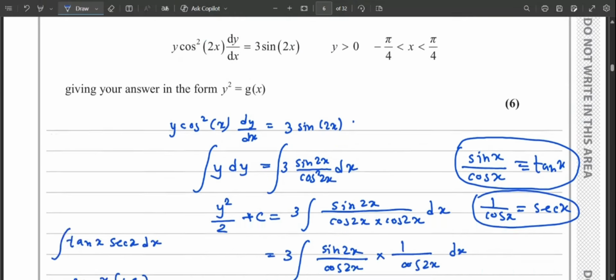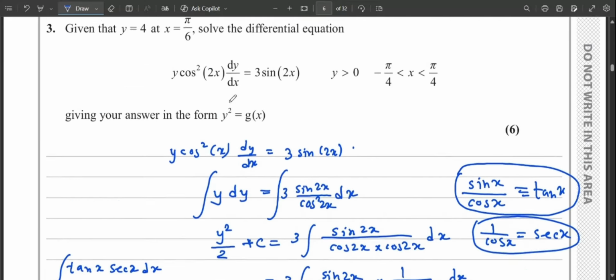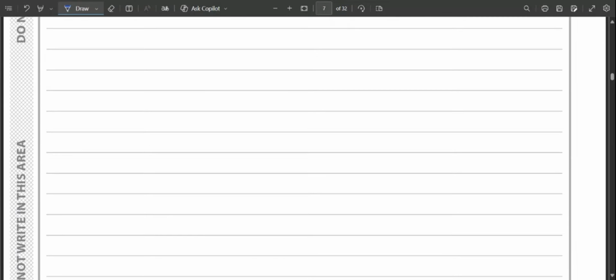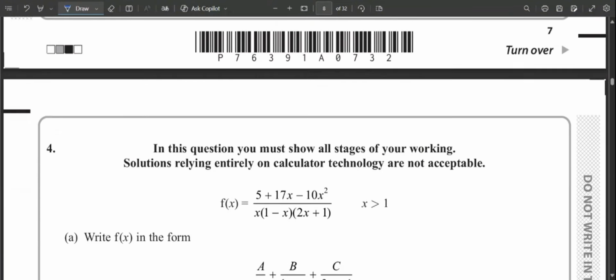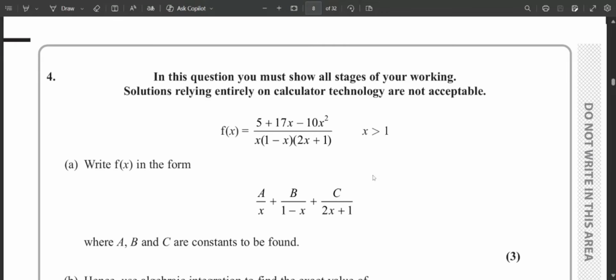for question number 3. We've written our solution in the form y square equals a function of x. So this concludes our question number 3. We can now move on to our next question. Question number 4. So here is our question number 4.